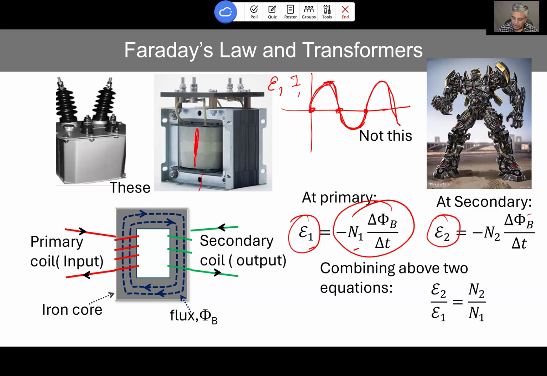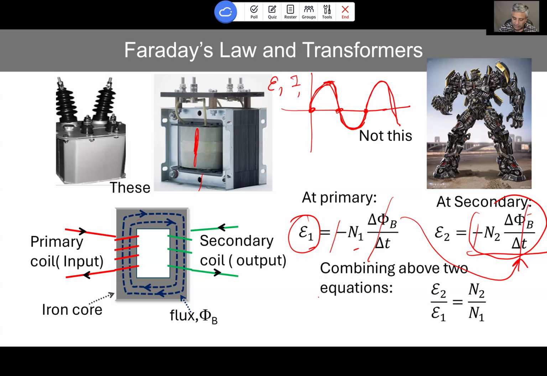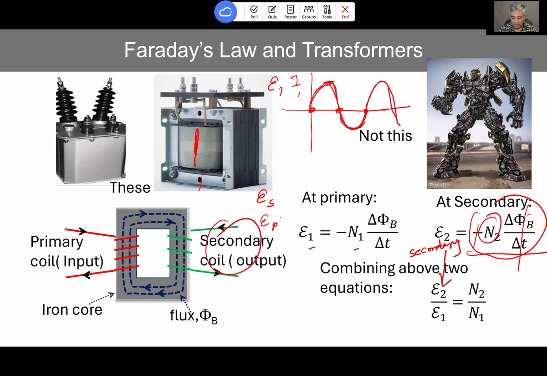So when we divide this by this one over here, what happens? This cancels, the negative sign cancels. We have N2 on the top and N1 on the bottom. So the ratio of the EMFs on the two sides, okay? Two sides means secondary and primary. So this is the secondary side. Sometimes you may see we write this with the subscript S, which means secondary, and similarly we may write P for the primary, okay?